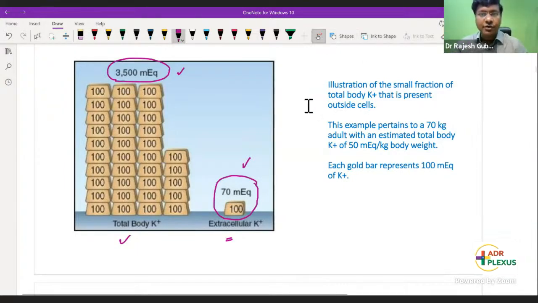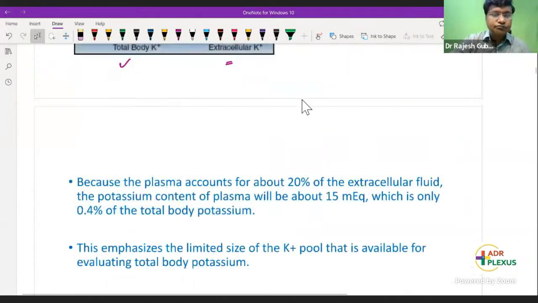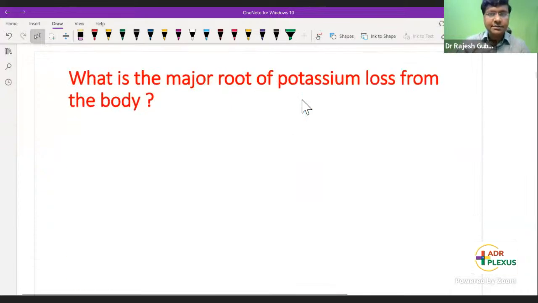Now, followed by that, let me tell you that a balance of potassium is being maintained. In certain parts of the body, the potassium is reabsorbed. From certain parts of the body, the potassium is being lost. Can anyone answer this question? What is the major route of the potassium loss from the body? Can anyone answer this question?